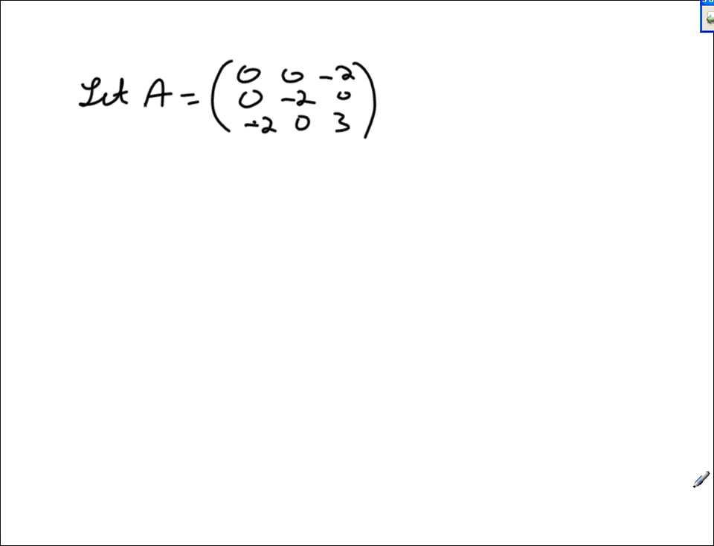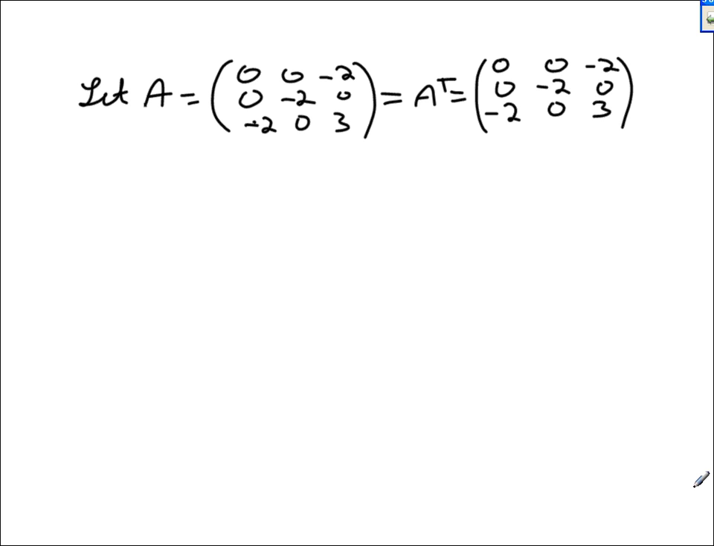Now notice, let's see what A transpose is. A transpose, well, I take the first row of A, which is 0, 0, negative 2, and write it as a column. I take the second row of A, 0, negative 2, 0, and write it as a column. And I take the third row of A, negative 2, 0, 3, and write it down in the third column. And I look at these, and I say, oh, okay, they're equal. So A is symmetric.